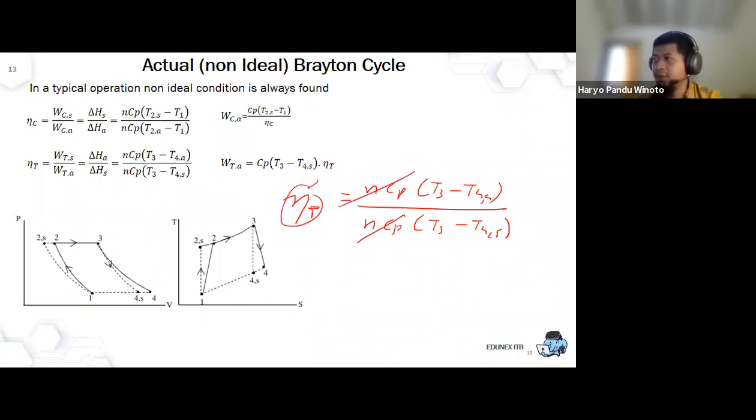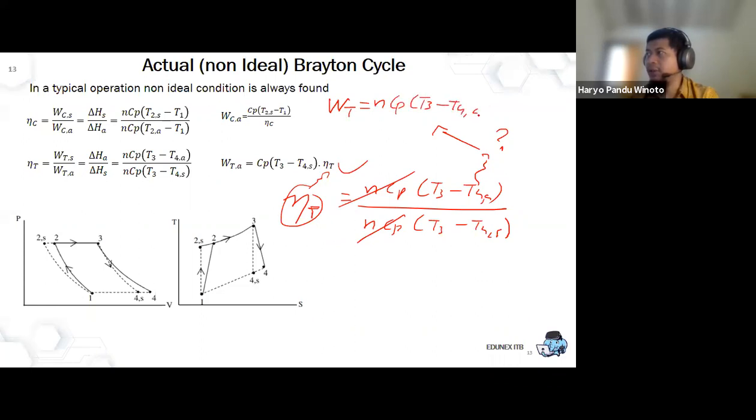You know this thing. You get the data from the vendor, then you can predict this thing. And at the end, the real work of the turbine is n Cp (T3 minus T4 actual). You can get it?